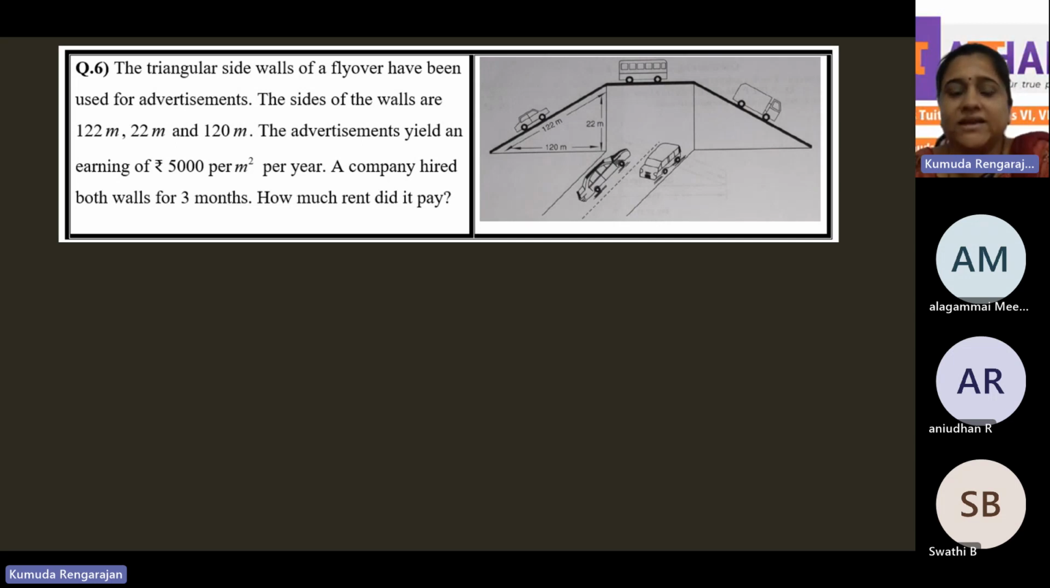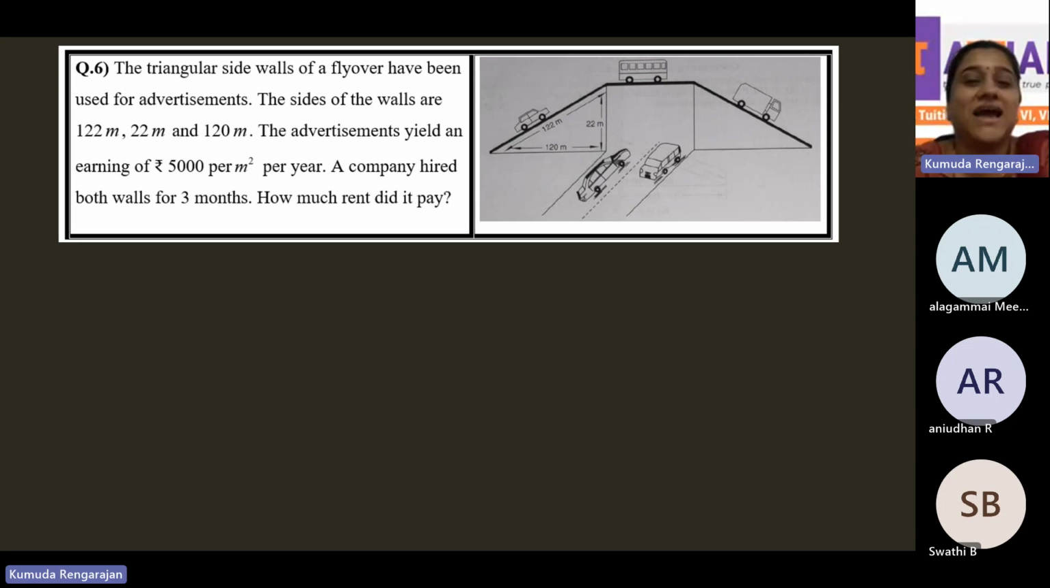So you can see a triangle there with sides 22 meters, 120 meters, and 122 meters. Now, this flyover wall is government property. Supposing I want to advertise my classes there, I want to use a side wall to show the ad of my center. Then I have to pay the government. It's not free. I can't just paint CBSE-Maths Center on the wall there.